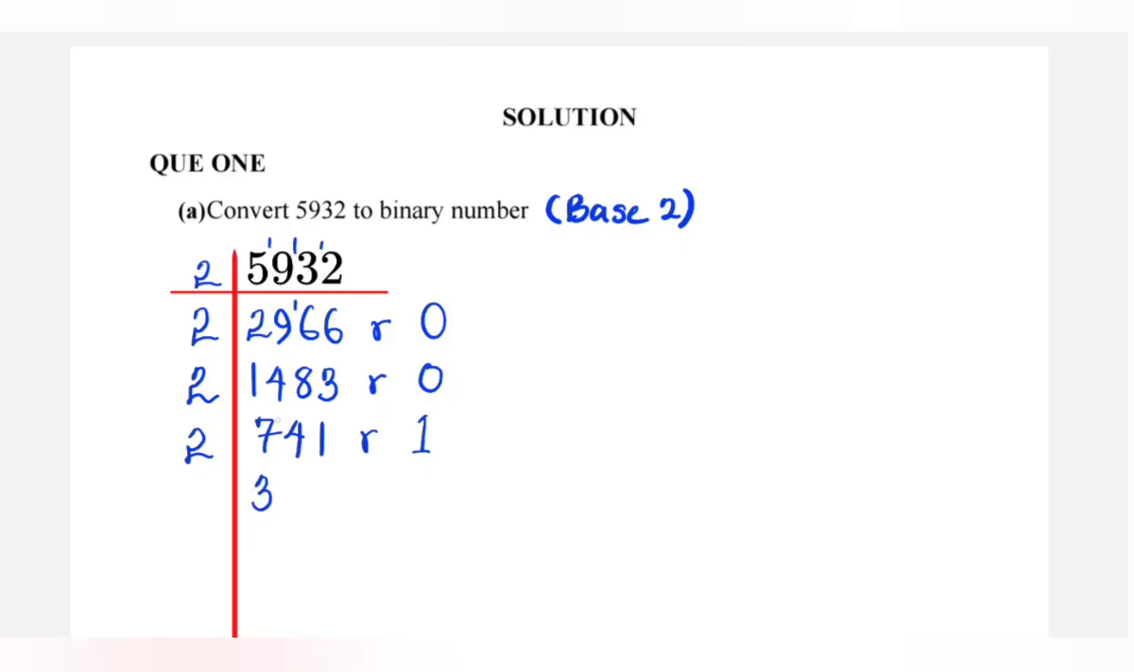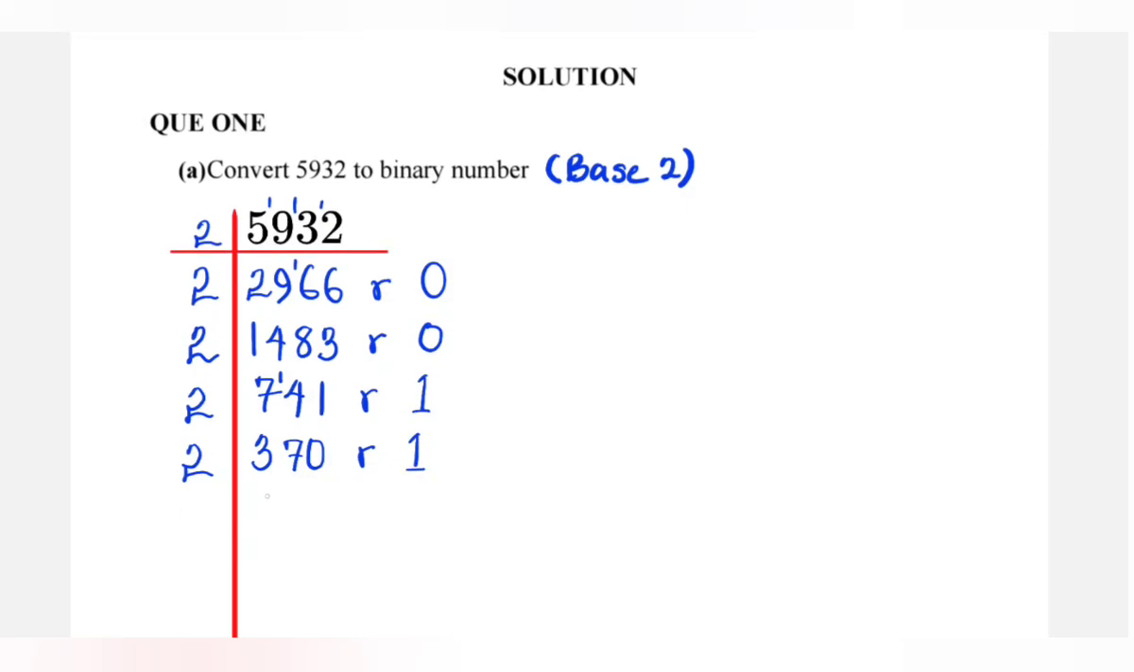741 divided by 2. Let's go one after the other. In 7, we have 3, remainder 1. In 14, we have 7, remainder nothing. And in 1, it's not possible. We have 370, then remainder 1. So let's go again. 2 in 370. 2 in 3, we have 1, remainder 1. In 17, we have 8, remainder 1. Then we have 5, remainder 0.